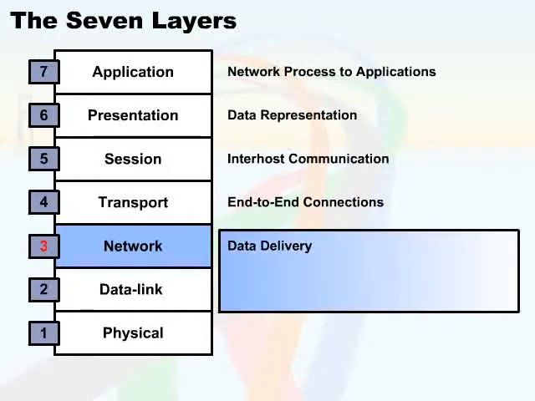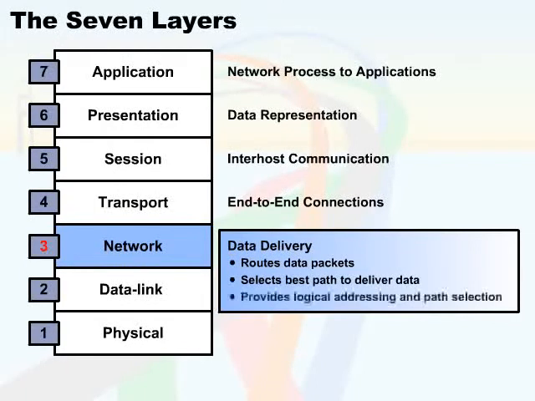Data delivery at the network layer involves routing of data packets, selecting the best possible path to deliver data, and providing any of the necessary addressing and path selections that are required for this process. Layer 3 is where you'll find routers. Routers are responsible for network layer 3.